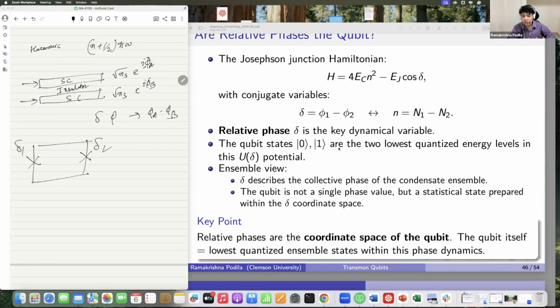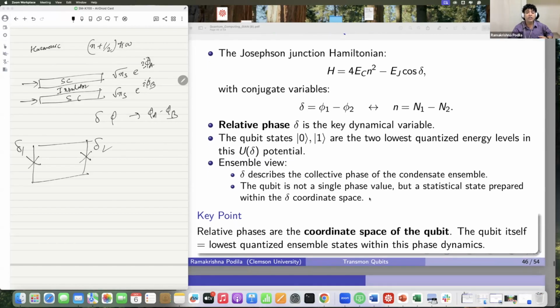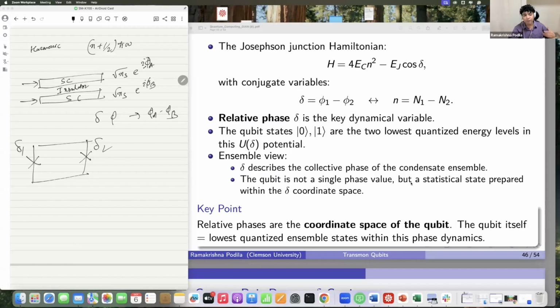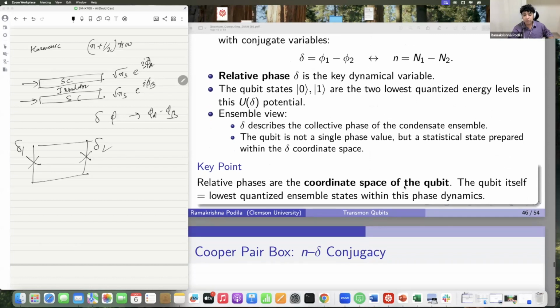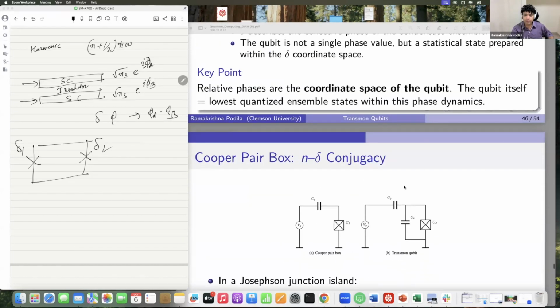So when we are switching between 0 to 1, what we are trying to say is that we are switching to these energy states that have to do with the relative phase between the top and bottom superconductors, or two different Josephson junctions if you have a squid, right? And so this delta describes the collective phase of the Cooper pairs within the ensemble. So it's not a single phase value, like for example in the case of normal computers, but rather a generalized coordinate. It provides a coordinate space for the qubit.